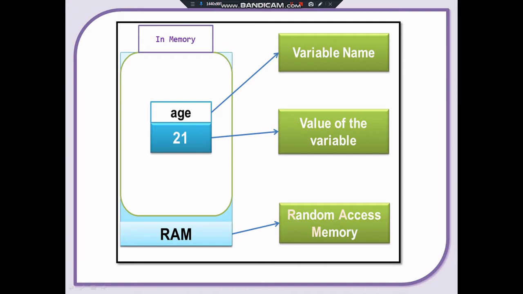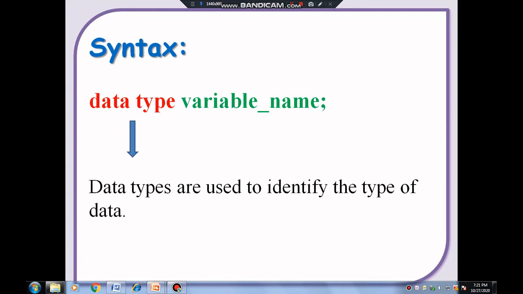To store the data. Now the syntax of declaring a variable is data type, space, variable name. Okay, now variable name is the user defined name. The user can give any name to the variable, and there is a data type. Now what is a data type?